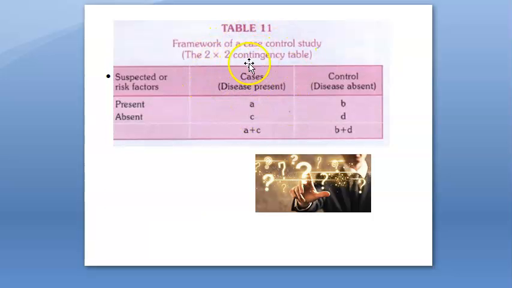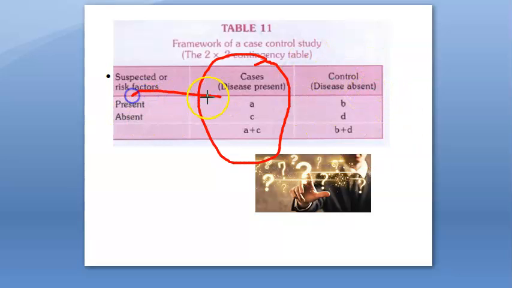So this is an example of the 2x2 contingency table. Where you are putting the cases, that is, disease is present here, and the controls, where disease is absent, and cases can have exposure or no exposure. So this is your case control study. Mainly remember this.